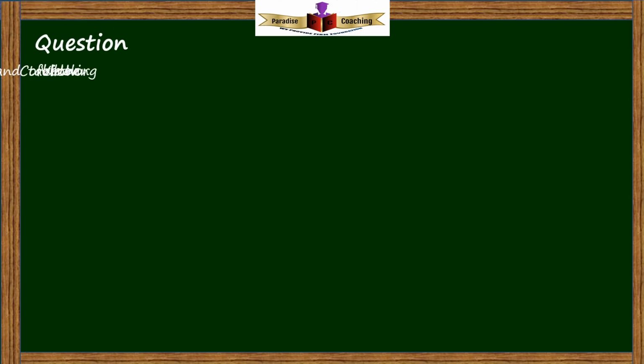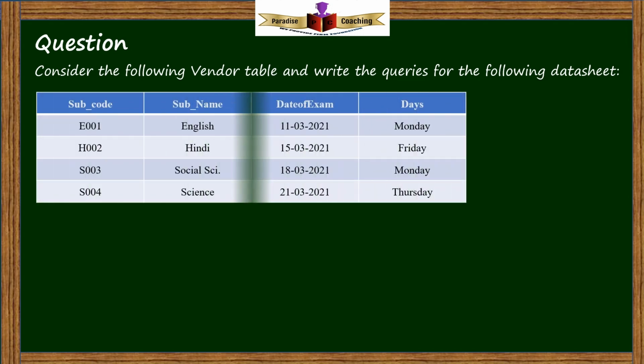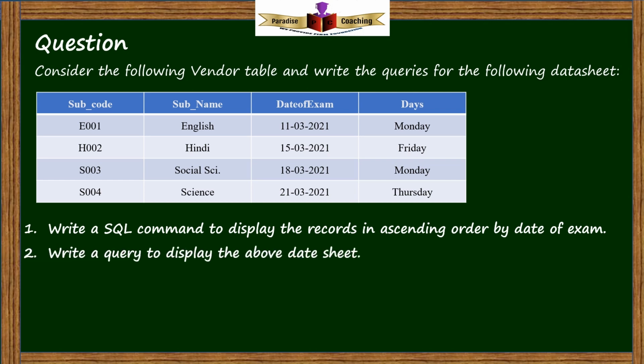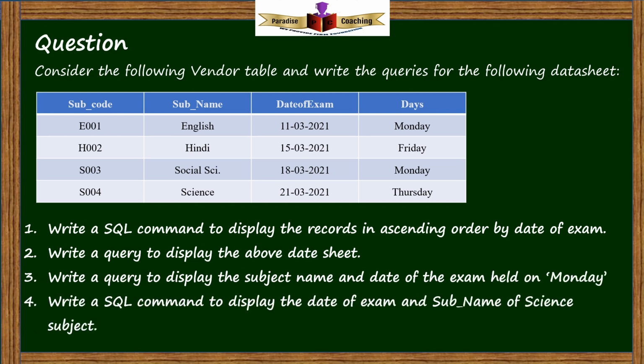Now, let's check some questions on SQL select query. The vendor table with some records is given. The aim is writing SQL queries based on the question. The queries are written assuming that the table with the given records exists in the database. Here the SQL queries are to be written for each of the questions.